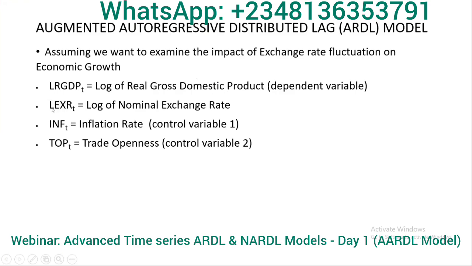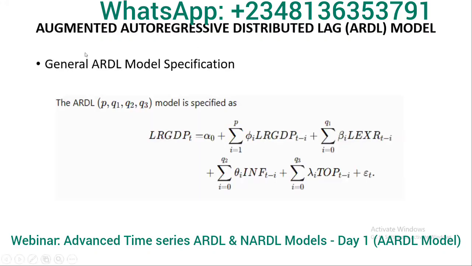And we have the target variable, that is the exchange rate, also in log form, the nominal exchange rate. And we have control variables. We have two control variables, that is inflation rate and trade openness, which will be used as control variables. So this is a general specification for the ARDL model.